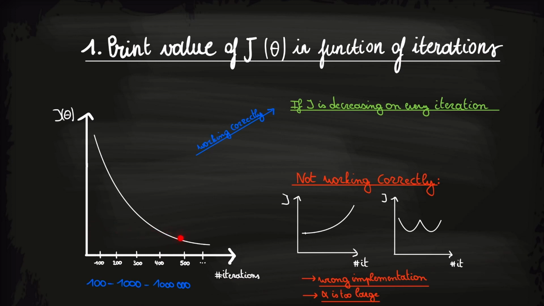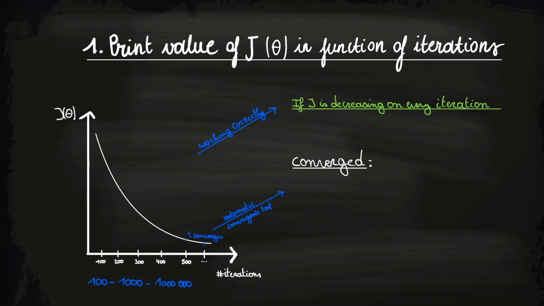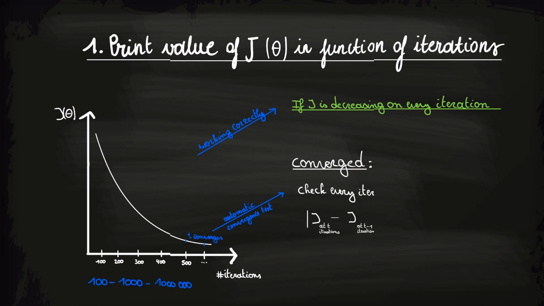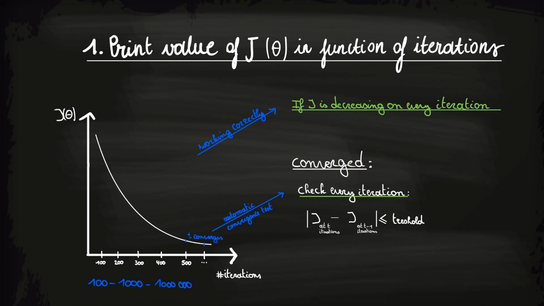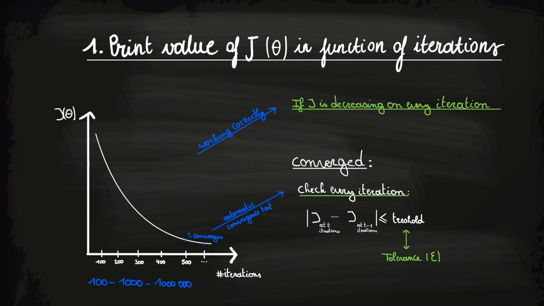A second thing we can extract from this graph is that between 400 and 500 iterations, the value of the cost function doesn't change a lot anymore. We can see that after 500 iterations the algorithm kind of converges. Of course we don't want to be estimating this from some plot. We want to implement this in software to know if the algorithm has converged. So we can check every iteration if the difference between the current value for j and the previous value for j is smaller than a certain threshold. This threshold is often denoted as tolerance or epsilon. If the change is smaller than this threshold, the algorithm is considered to have converged.